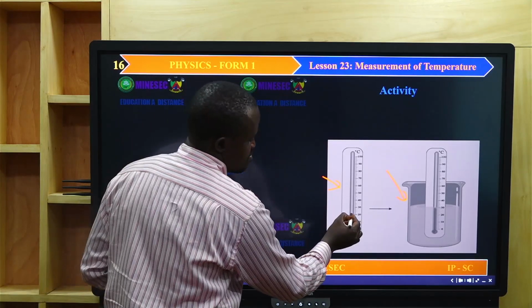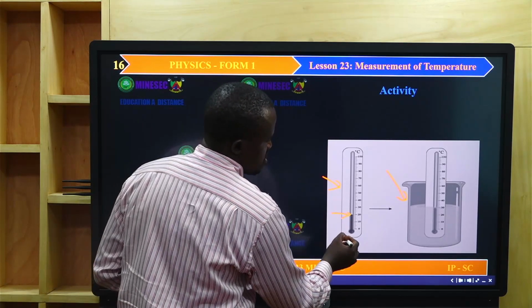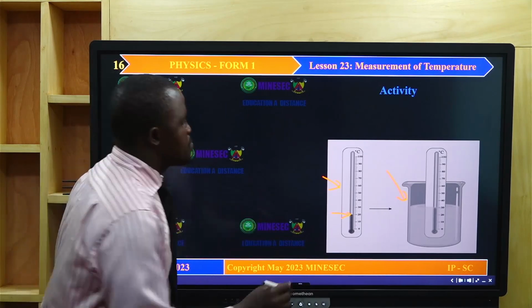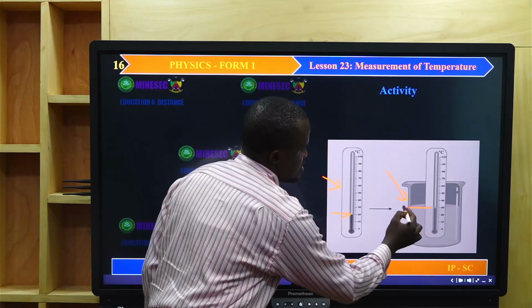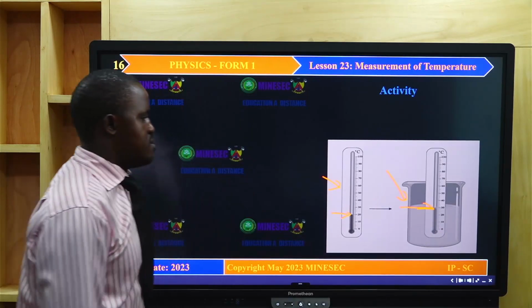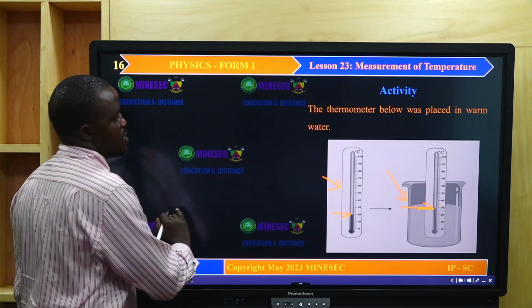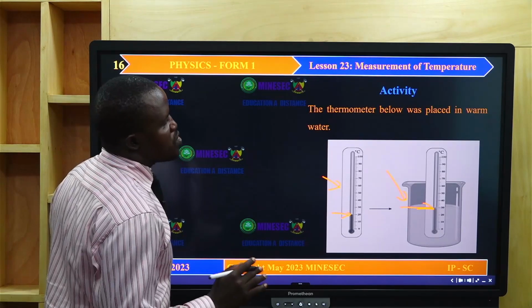You can see this level here. We were just talking about scale division a while ago. And look at this one too. Look at the new level of the same instrument placed in that substance there. Okay, so the thermometer below was dipped in warm water.